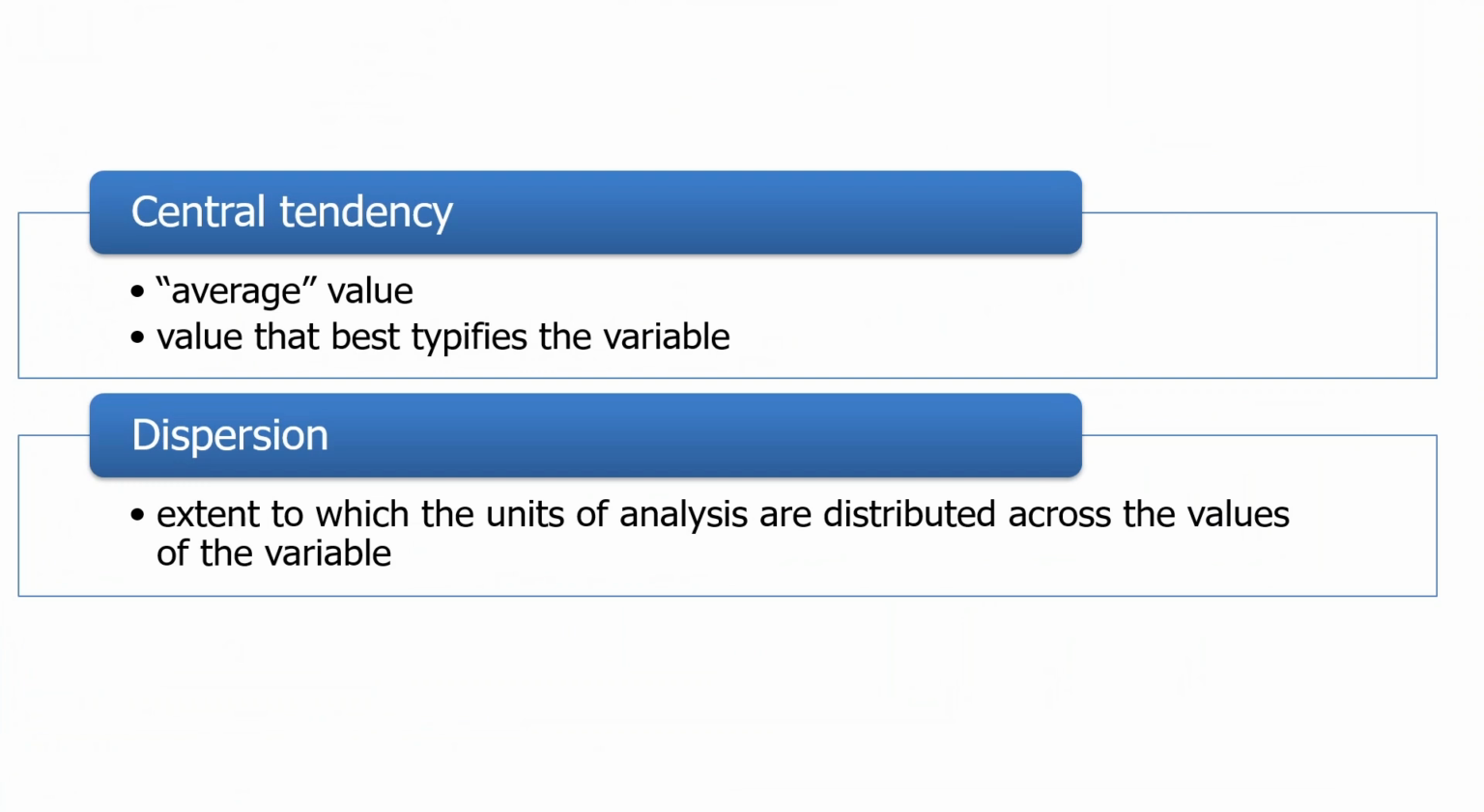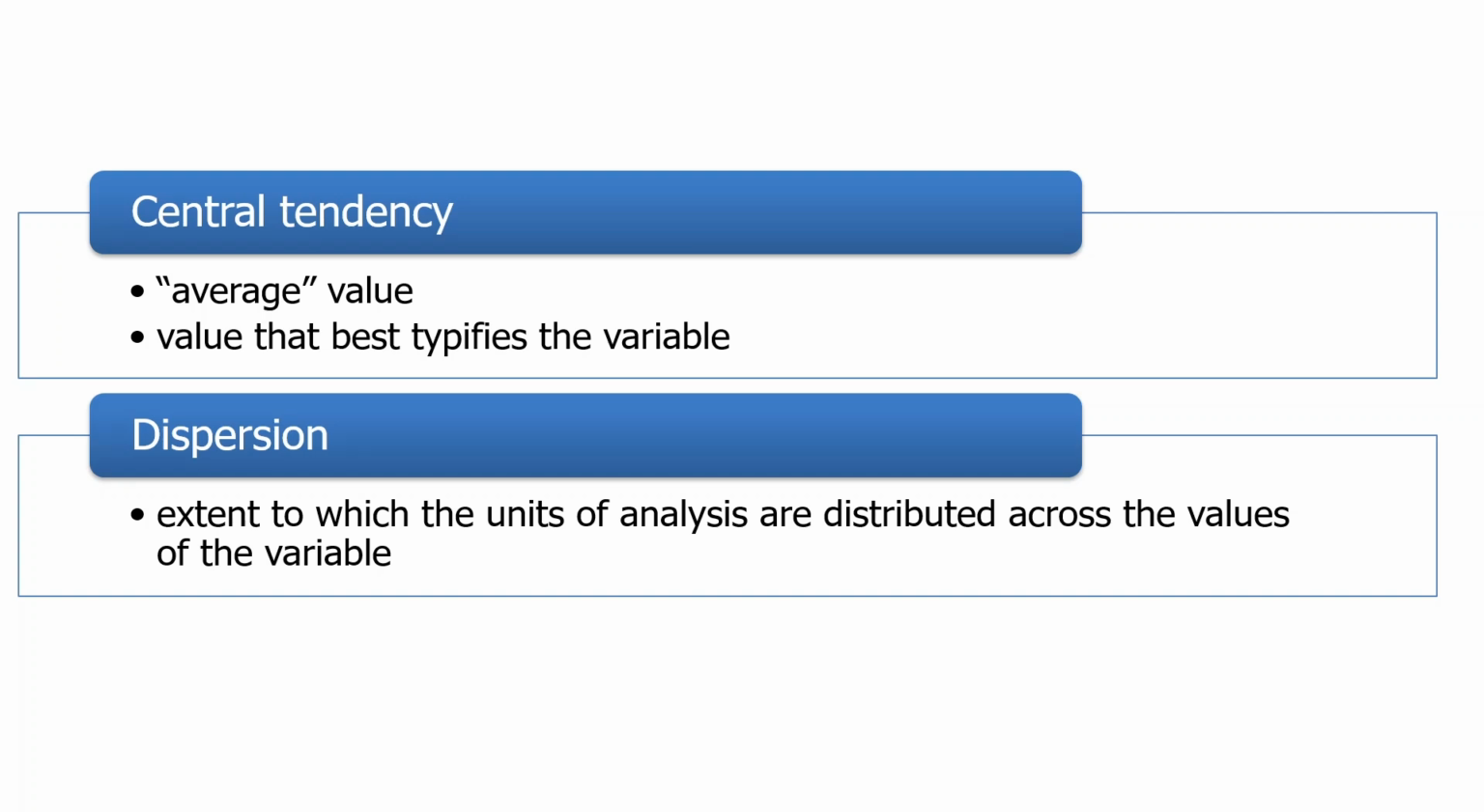Central tendency, that is a typical or average value of a variable, or I would say the value that best typifies the variable. And in several cases we'll look at, there is no value that best typifies the variable. Why? Because of the other aspect of description.